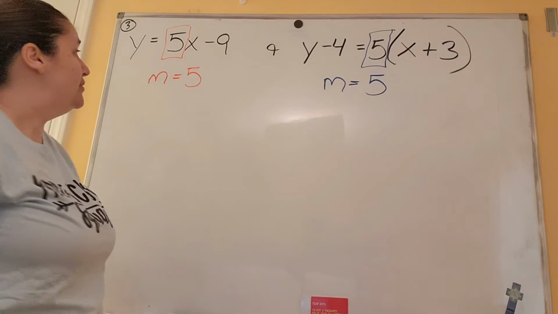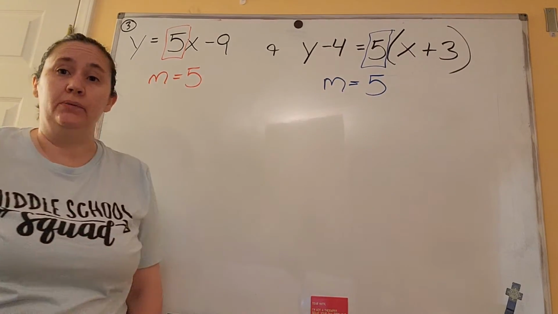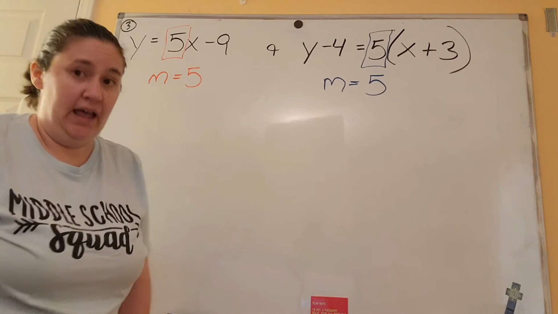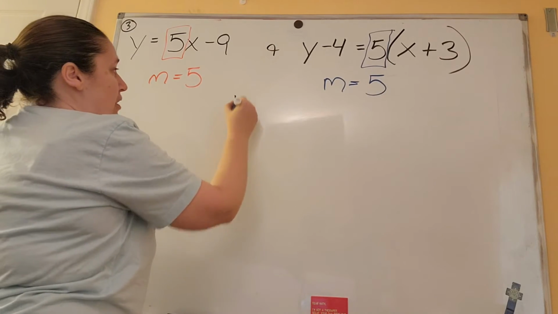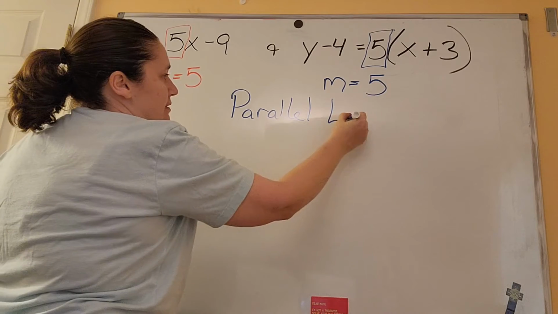So I figured out the slope. The slope is 5 on the left. The slope is 5 on the right. What kind of lines are these? Parallel. Right. They have the same slope, so they are parallel lines.